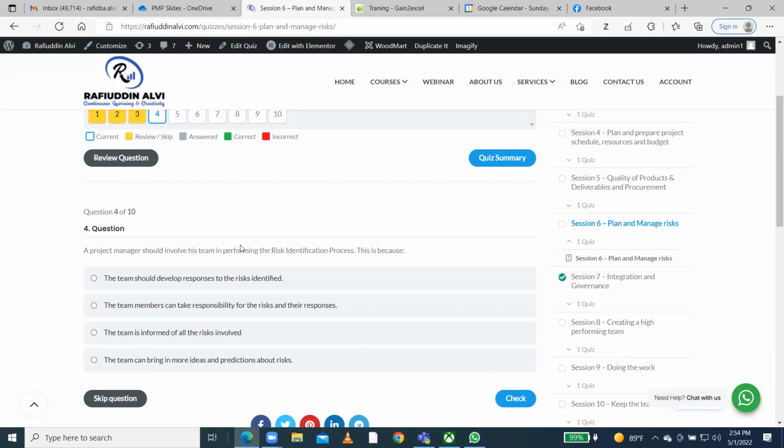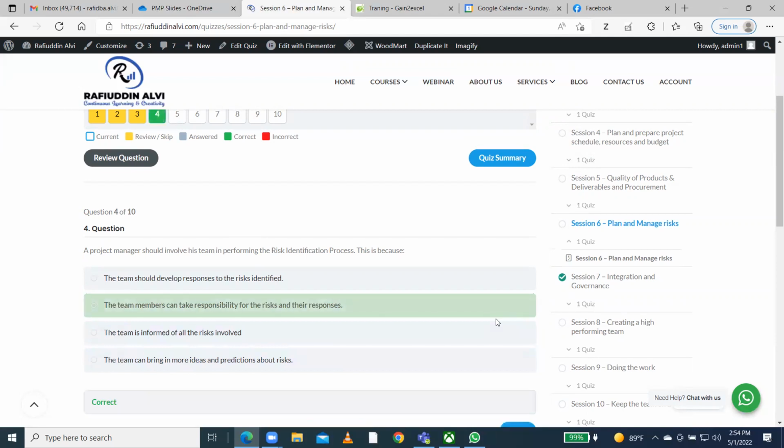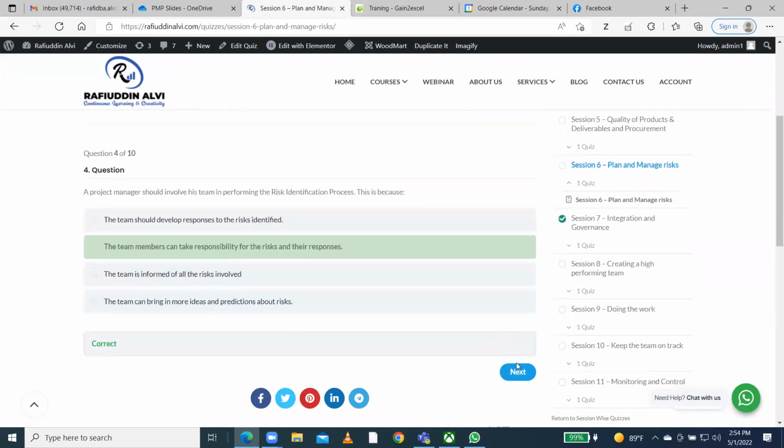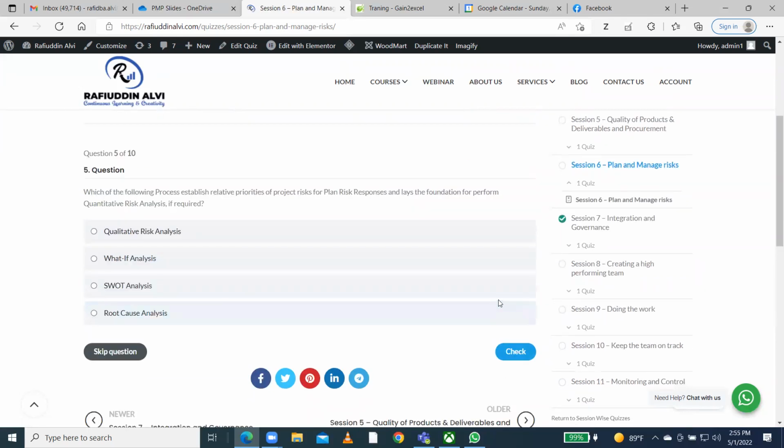This is because the team should develop responses to the identified risks. The team can take responsibility for them. Second one. Okay, good. Because for each risk, you need to have a risk owner, right? Someone who is ready to take the responsibility. Good.